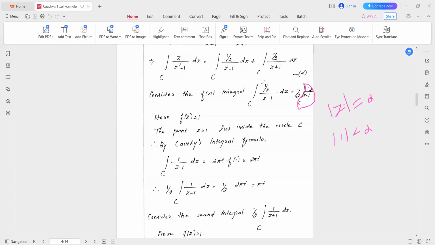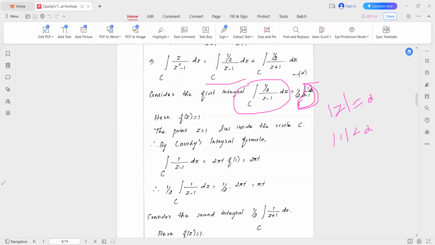But till now, we found the value of this only. But we need to find the integral value of this one. So this is equal to 1 by 2 into this one. For this part we found, so we have to multiply by 1 by 2. So therefore the integral value of this is equal to 1 by 2 into the integral value of this, which we already found. So 1 by 2 into 2 pi I is equal to pi I. So we found the integral value of the first integral.